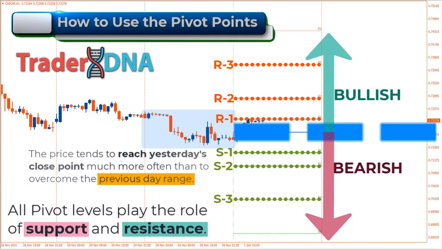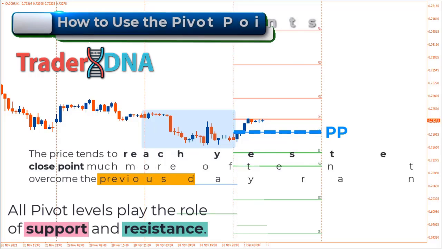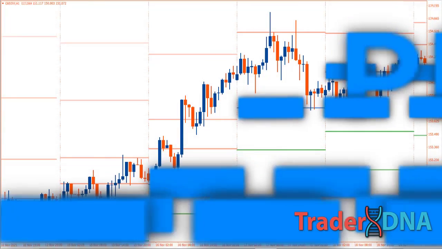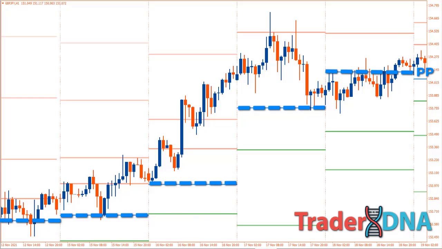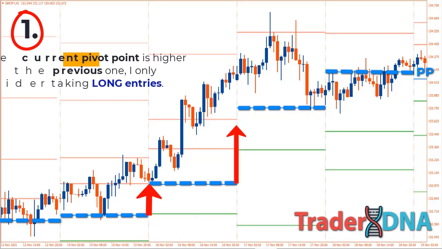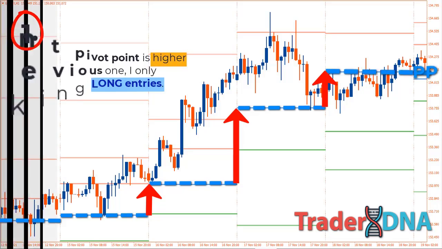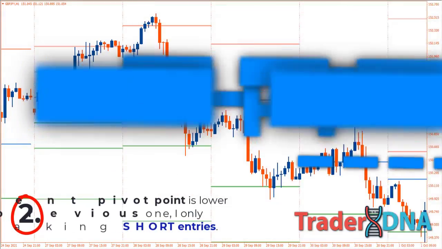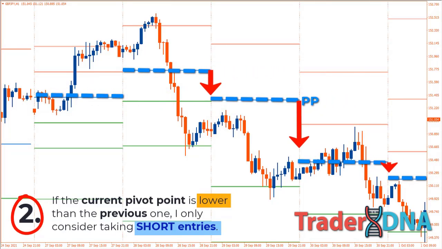The central pivot point is the most important part of the whole setup. The location of the main pivot point on the chart represents important information to be aware of because there is a high probability that it will be reached. I prefer to compare the value of the main pivot point with the value of the previous day. First, if the current pivot point is higher than the previous one, I only consider taking long entries. Second, if the current pivot point is lower than the previous one, I consider taking only short entries.